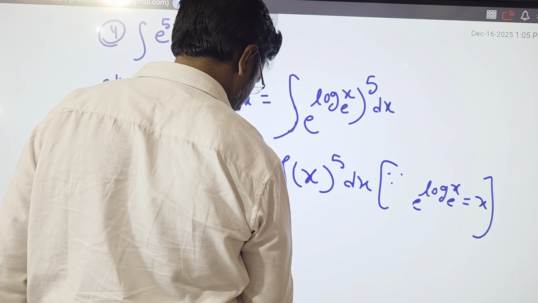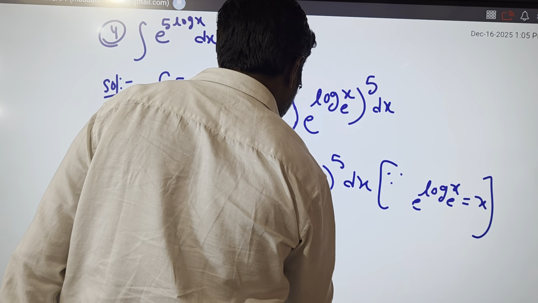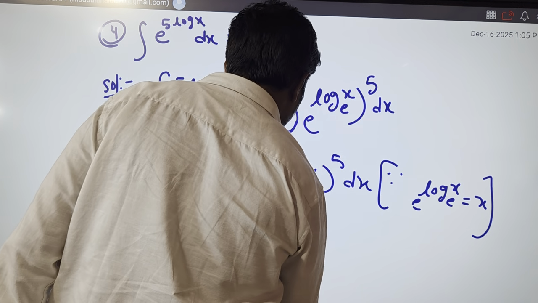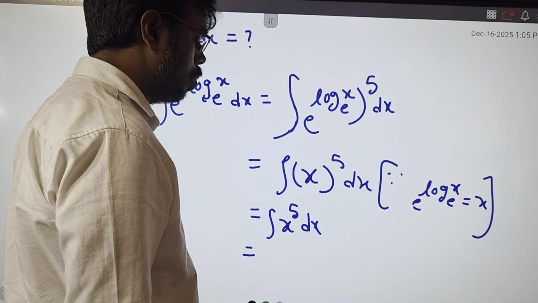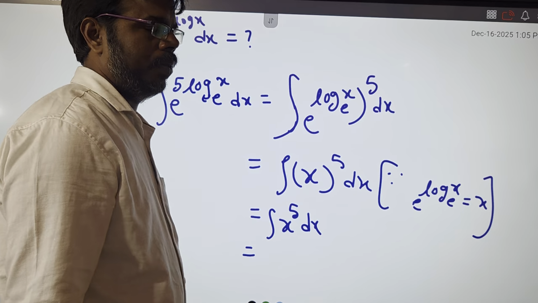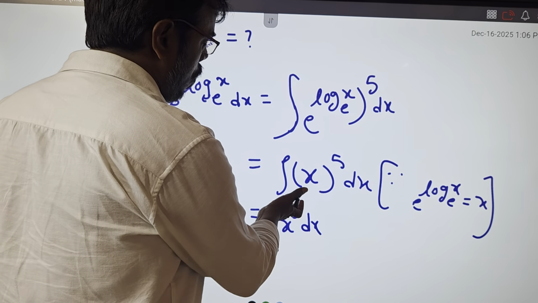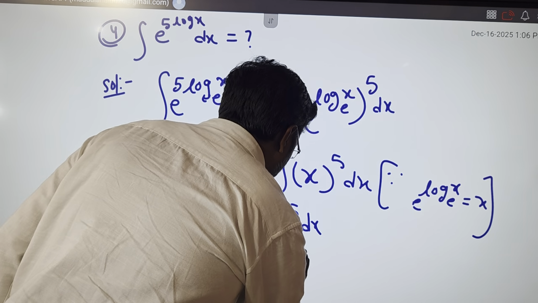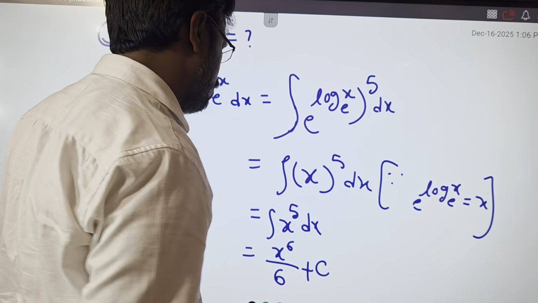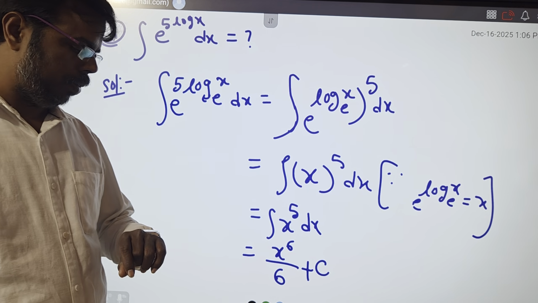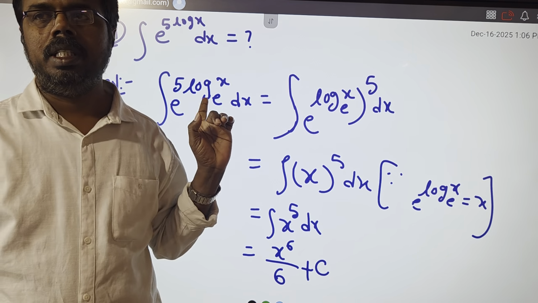You can write integral x power 5 dx. Integral x power n dx is x power n plus 1 by n plus 1, so x power 5 plus 1, that means x power 6 by 6 plus constant c. This is the result of integral e power 5 log x dx.